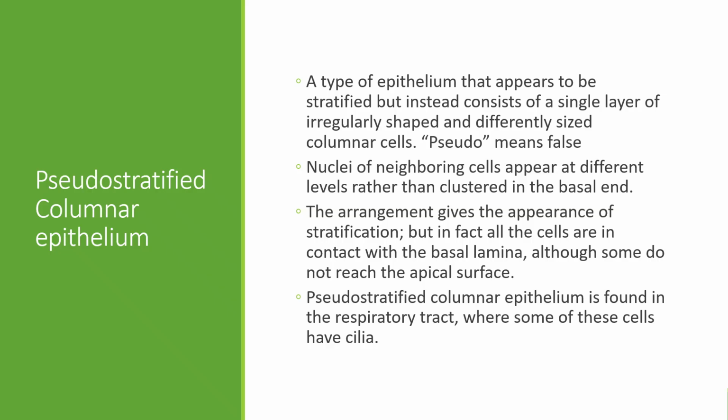The nuclei of the neighboring cells appear at different levels rather than clustered at the basal end like we saw in the regular simple columnar. The arrangement gives the appearance of stratification, but in fact, all of the cells are in contact with the basal lamina, which is where it attaches at the base end, and some of them don't even make it to the apical surface. Pseudostratified columnar epithelium is found in the respiratory tract, where some of the cells have cilia, and if that's the case, then it's called pseudostratified ciliated columnar epithelium.